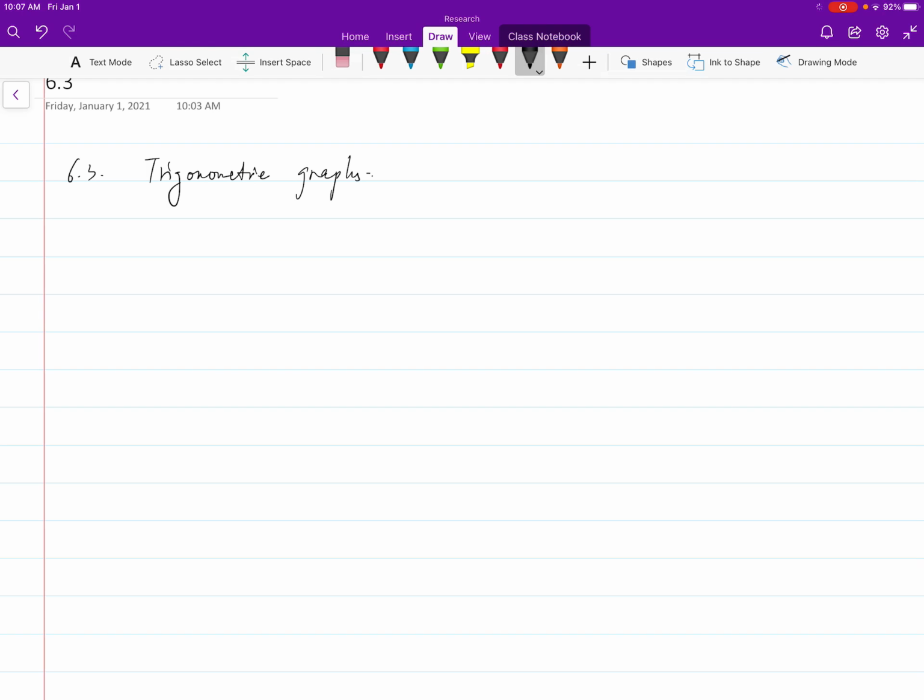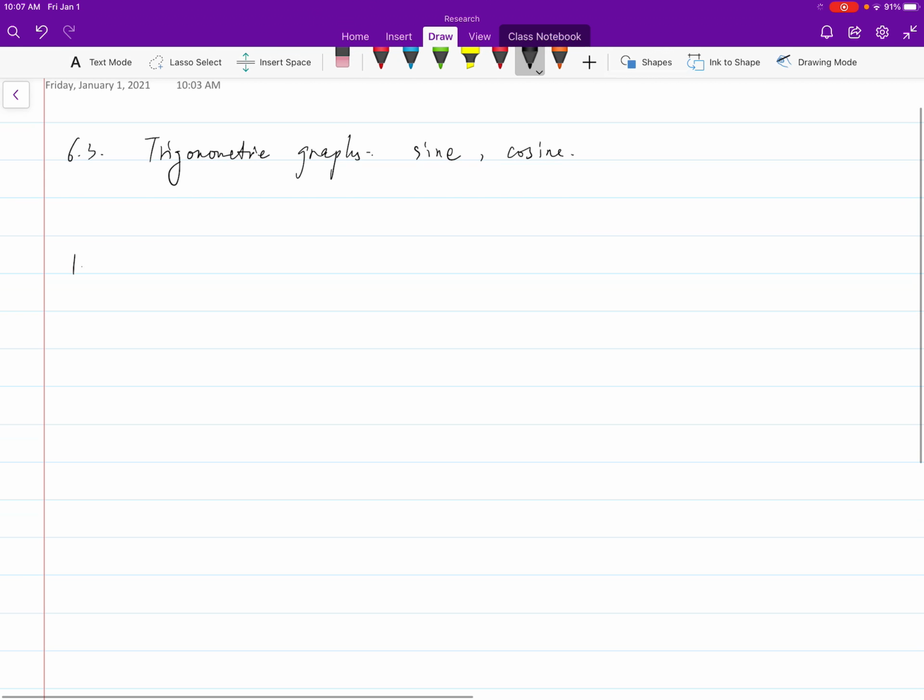Okay, welcome back. And today we will be going over the most important section for this whole chapter. That is the graph of trigonometry. For this section, we focus on sine and cosine. For the next section, we briefly talk about tangent and secant. It's really not that important compared to these two.